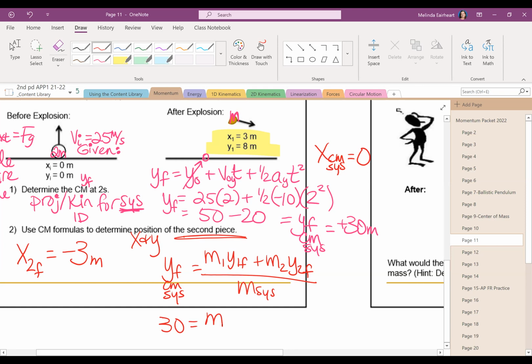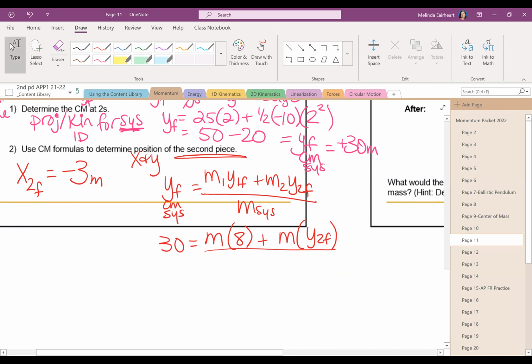Y1 final is 8, that's given up above, plus another single M, and we're looking for that Y2F. All over, what's our system mass? 2M. So notice the variable M is going to cross out, cancel out, but the factors are still there. And so 30 times 2 is 60, minus 8, 52. So Y2 final, it's going to be at a positive 52 meters.